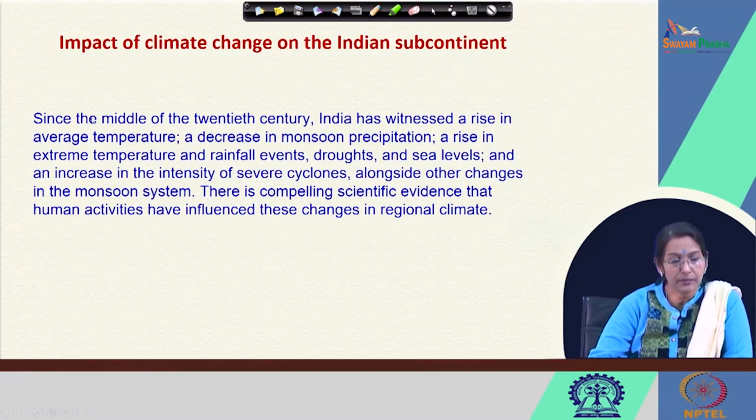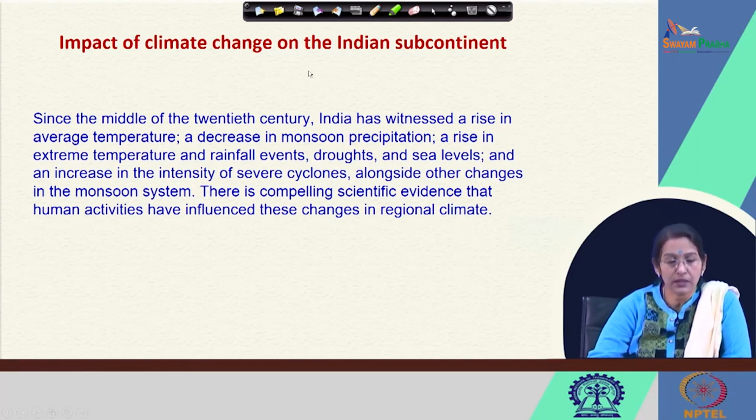Since the middle of the 20th century, India has witnessed a rise in the average temperature. After this tsunami, after this super cyclone, in the coastal region especially, the temperature is increasing day by day. Rainfall volume and quantity is also decreasing, it is very irregular. That also affects not only our human lives, but also our agriculture and all kinds of business activities as well.